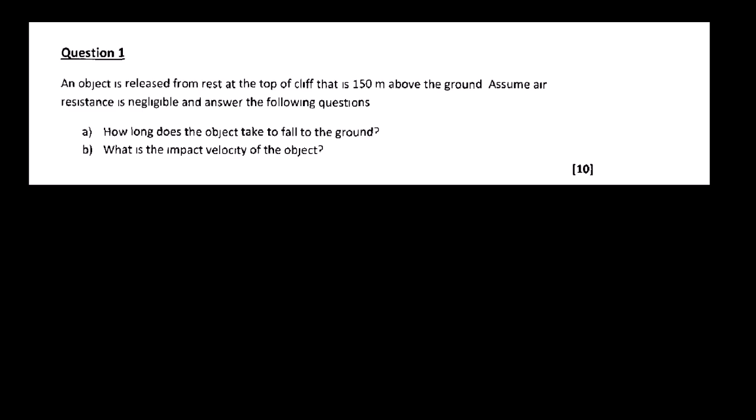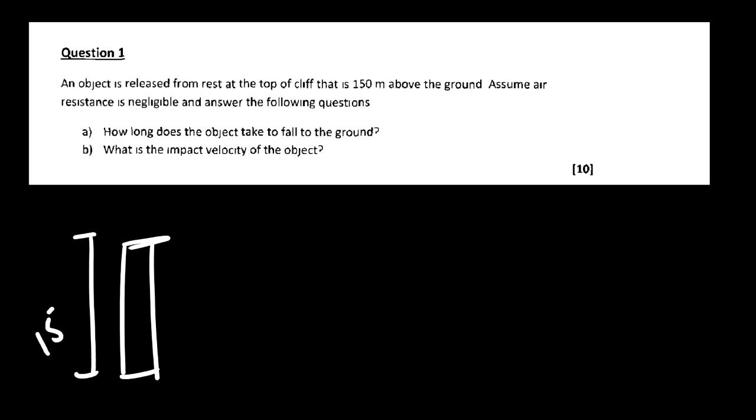So the scenario states that an object is released from rest at the top of a cliff that is 150 meters above the ground. Assume air resistance is negligible and answer the following questions. Now, looking at the picture form of the scenario, we have a cliff which is actually 150 meters. And then the object was dropped to the ground.